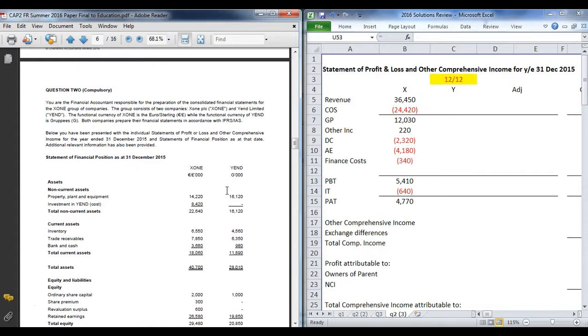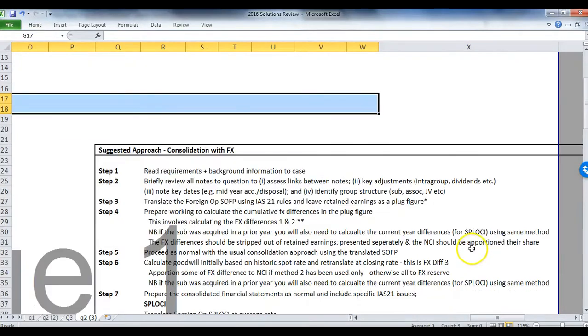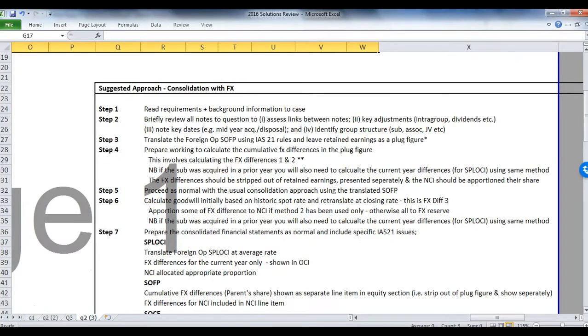Of course, this will be different depending on whether it's a foreign exchange subsidiary, whether it's a statement of cash flows you're asked to prepare, or whether it's a disposal. I'll just show you here my suggested steps. Again, you may have different ones, but the point is to have a tried and tested method in terms of how you go about preparing consolidation with foreign exchange questions.